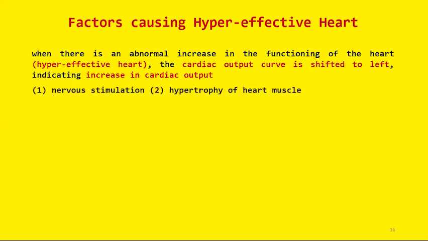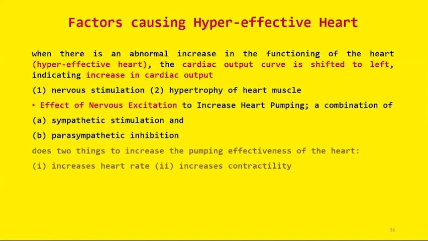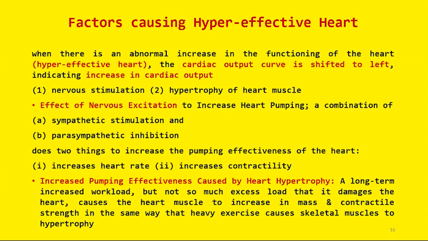So two factors are there that cause hypereffective heart: nervous stimulation and cardiac hypertrophy. By nervous stimulation, there is excitation by sympathetic stimulation and parasympathetic inhibition. The role of sympathetic stimulation is dominant, and due to this sympathetic stimulation, you will not only increase the heart rate, but you will increase the cardiac contractility as well. So sympathetic stimulation is important.